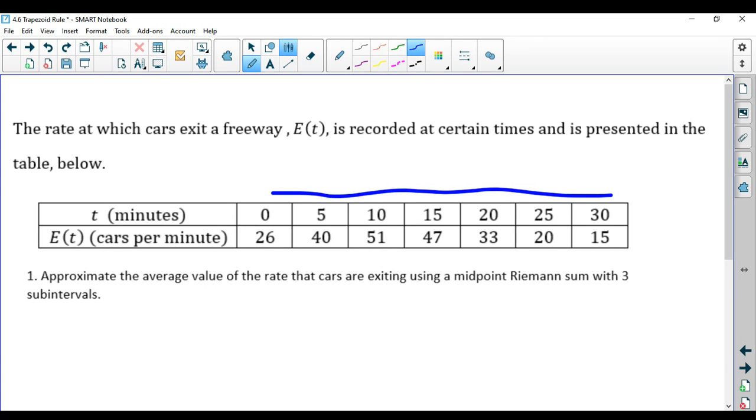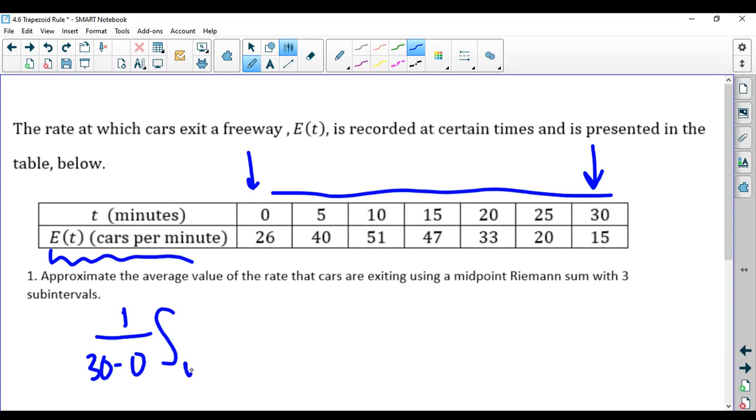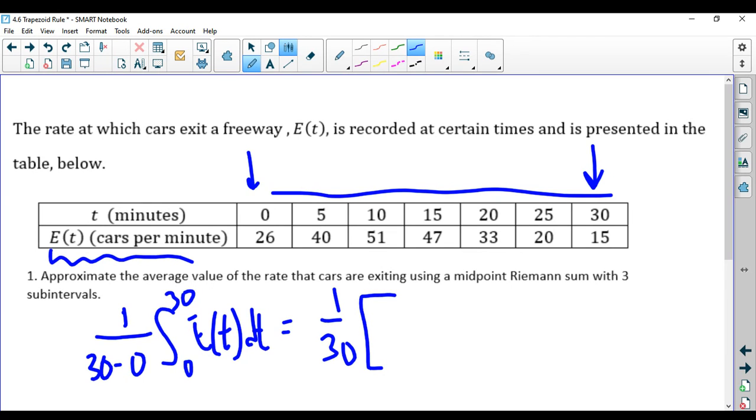And the first question is approximate the average value of the rate at which they're exiting using a midpoint Riemann sum. So we need to find the average value of E of t because that's the rate. So average value is 1 over b minus a. In this case, b is 30. A is 0. The integral from 0 to 30 of E of t dt. Now the integral of E of t, we're going to use a midpoint Riemann sum with 3 subintervals.